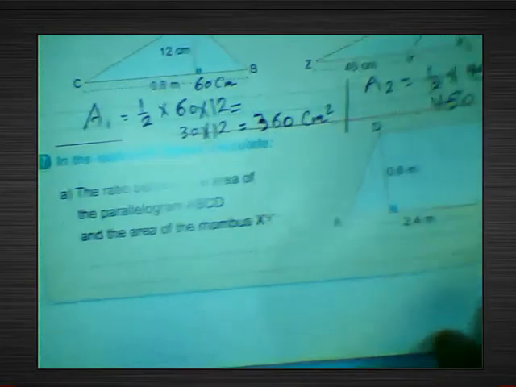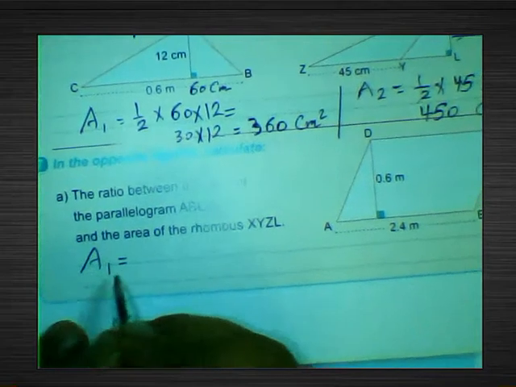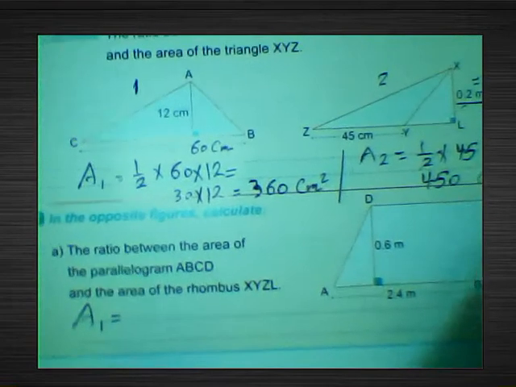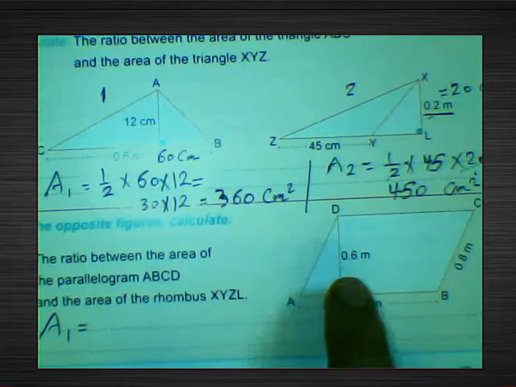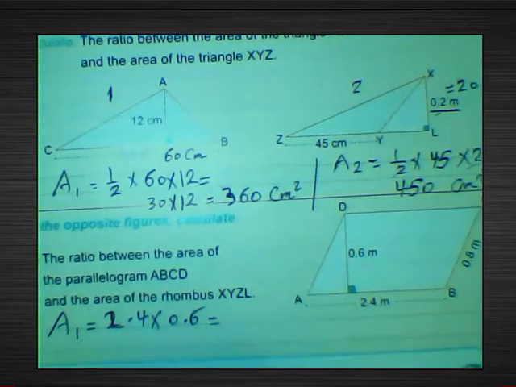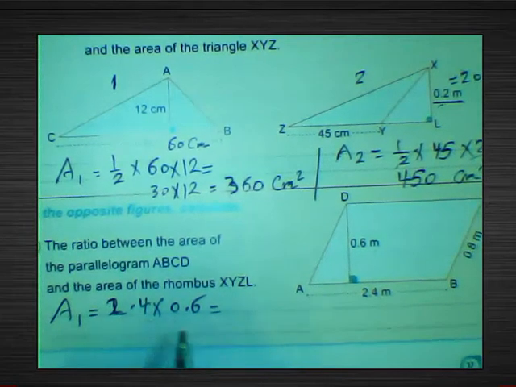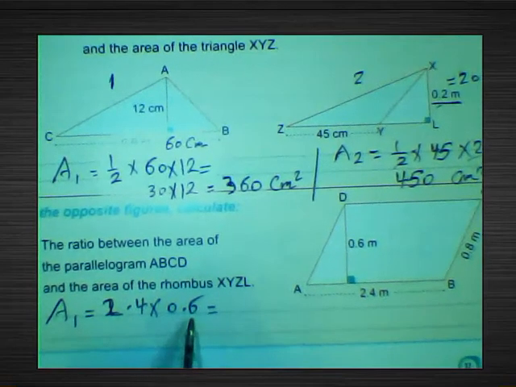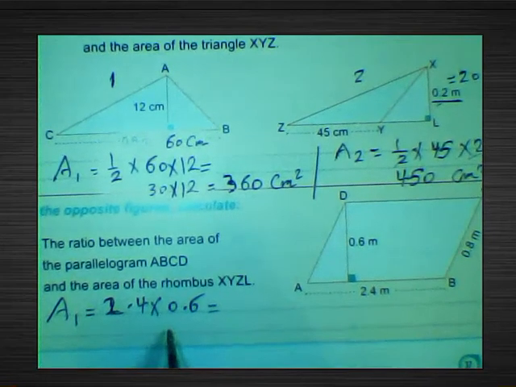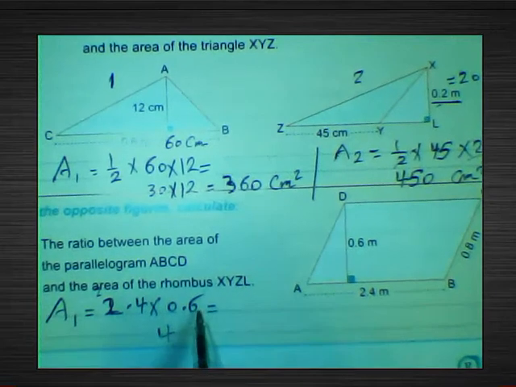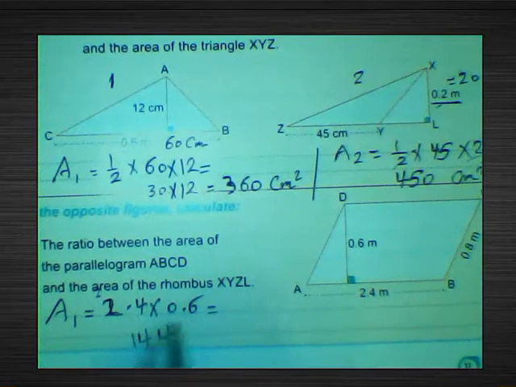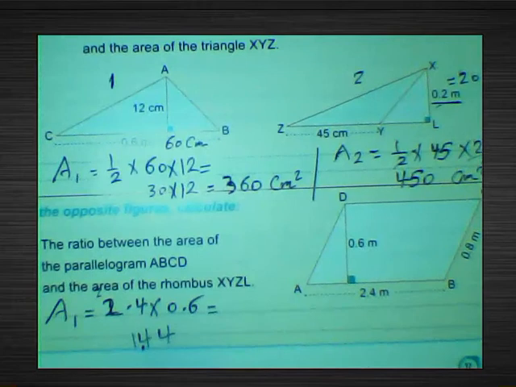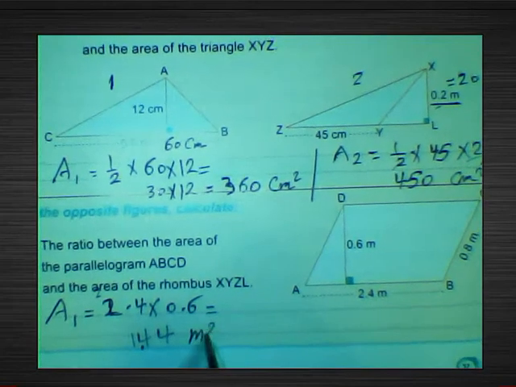So we will find here the area of the parallelogram. We will write area 1 of the parallelogram. Who can solve it? Look at this parallelogram. This base equals 2.4 meters and the height 0.6 meters, and put the point after 2 digits. 6 times 4 equals 24. Write 4 and carry 2. 2 times 6 is 12. 12 plus 2 equals 14. And we will write the point after 2 digits. It will be 1.44 meters squared.